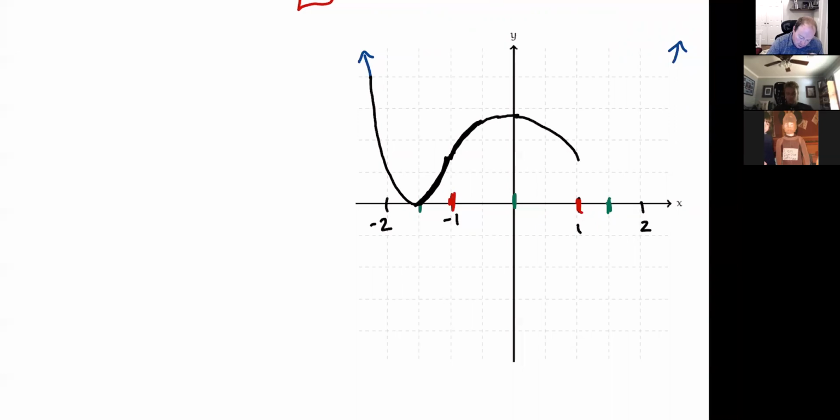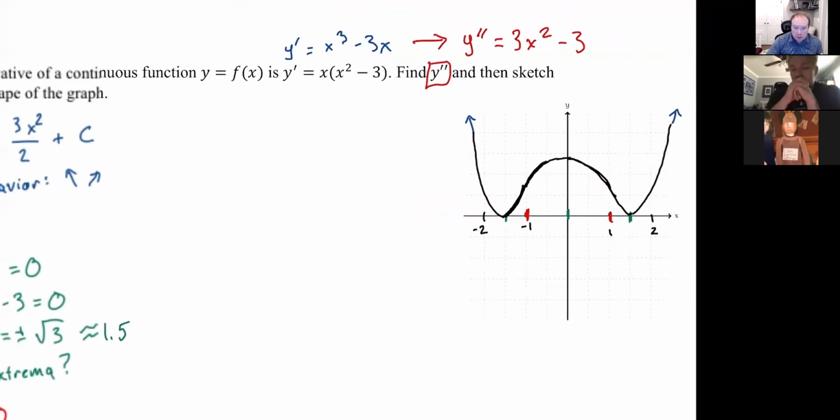Again, at 1, I'm going to change my concavity. So this part right here, I'm concaving down. But at 1, I'm going to go ahead and start concaving up. So it starts kind of scooping up. Let's have another extrema right here. And then we'll go ahead and have something like this.